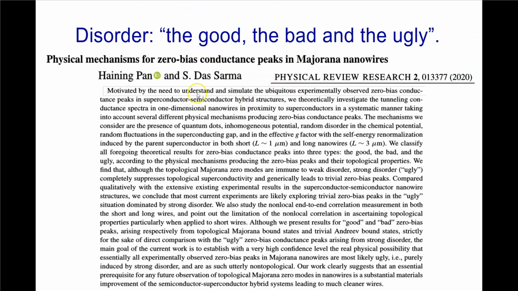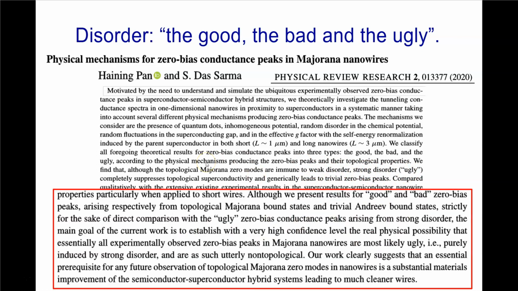But it's also mentioned in this paper by Professor Shankar Das Sarma and his PhD student Haining Pan, where they talk about the physical mechanisms for zero bias conductance peaks in Majorana nanowires. They discuss the good, with no disorder, the bad, a little bit of disorder, and the ugly, strong disorder, right? And they present results for the good and bad scenarios for zero bias peaks.